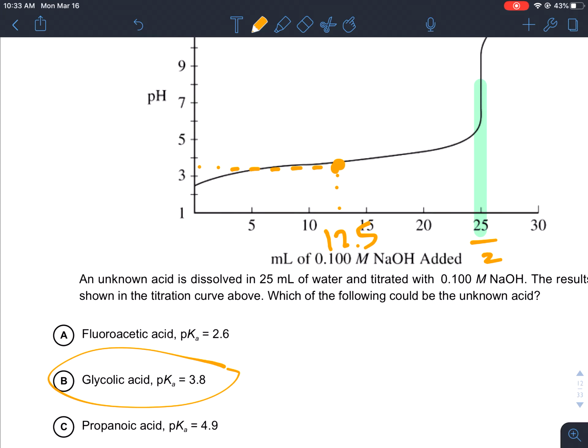Okay. This is Henderson-Hasselbalch kind of disguised in a very easy fashion. You've got to know that at the halfway equivalence point your pH is equal to your pKa. And your pH was equal to your pKa at 3.8.